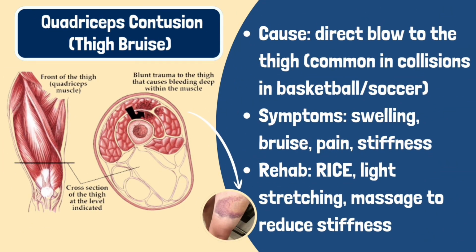Quadriceps contusion, or simply a thigh bruise. So this happens when the front thigh muscles get hit directly, usually during collisions in contact sports like basketball, soccer, or rugby. So common causes for this injury: direct impact from another player's knee, elbow, or ball. Second, falling and hitting the thigh on a hard surface.